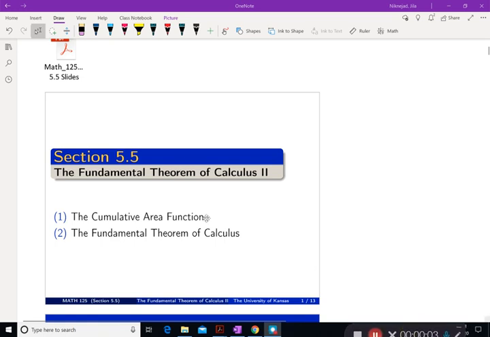We're starting section 5.5, the fundamental theorem of calculus part 2. We discussed the cumulative area function and the fundamental theorem of calculus again. The first part was that we connected the area to the antiderivative. Now we learned about this cumulative area function, and we connect that with the function itself by derivative, basically.